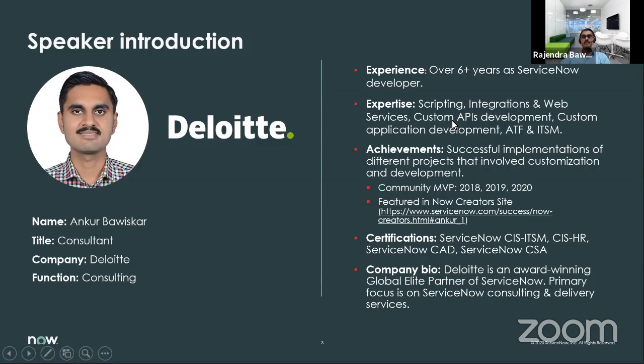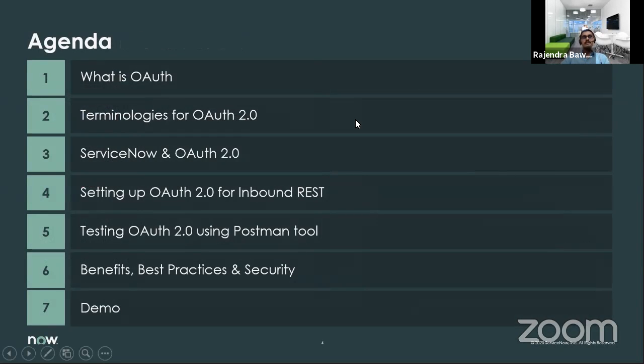Some introduction on the company. Deloitte is an award-winning global elite partner of ServiceNow, and the primary focus is on ServiceNow consulting and delivery services. The agenda for the topic is OAuth terminologies, ServiceNow and OAuth, how we can set up OAuth, then how we test the OAuth 2.0 setup using the Postman tool, and what the benefits, best practices, and security related points are around that.